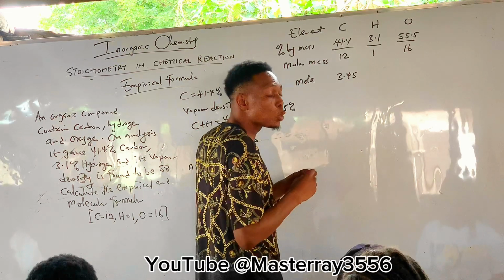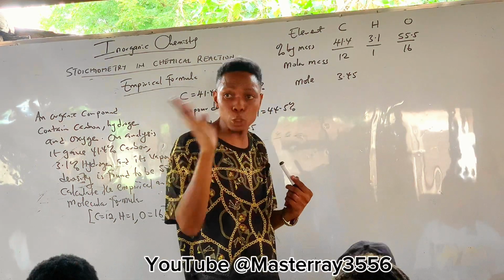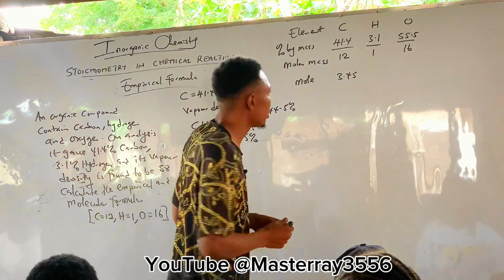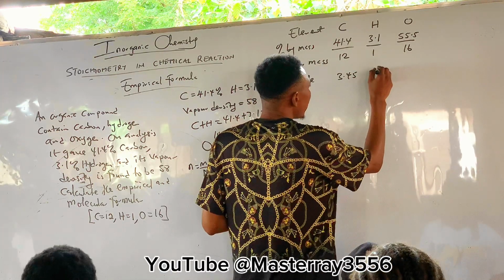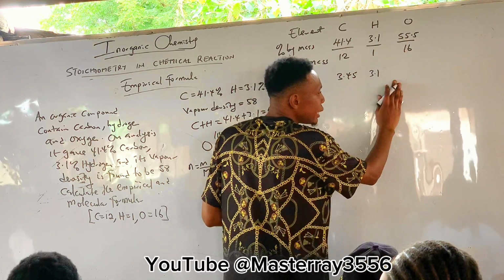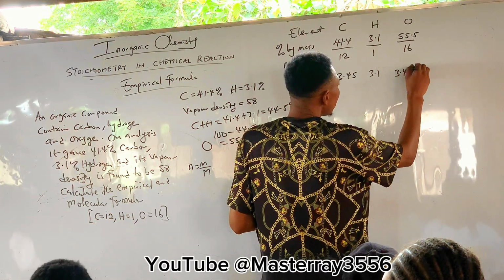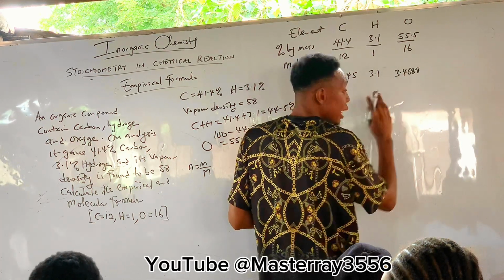It's advisable that you always approximate to four decimal places, maybe when the values are many. Are you getting me? You approximate it to how many? Four decimal places for it to have an accurate result. So this divided by this, we have 3.1. And this divided by this, 3.468. That is 8. Is it not? 688. You can see it now.